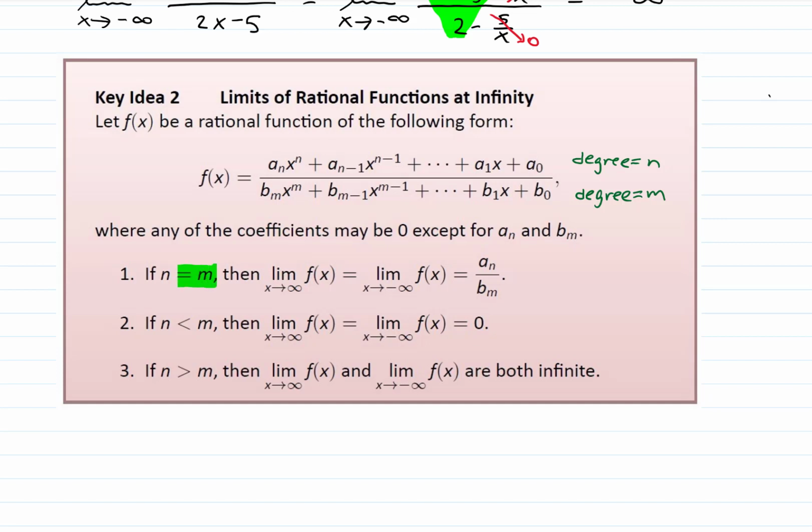If the degrees are the same, then the limit as x approaches infinity or negative infinity are the same, which is the ratio of the leading coefficients. Okay? If the degree of the top is less than the degree of the bottom, then the limit as x goes to either infinity or negative infinity will be the same, which is 0.